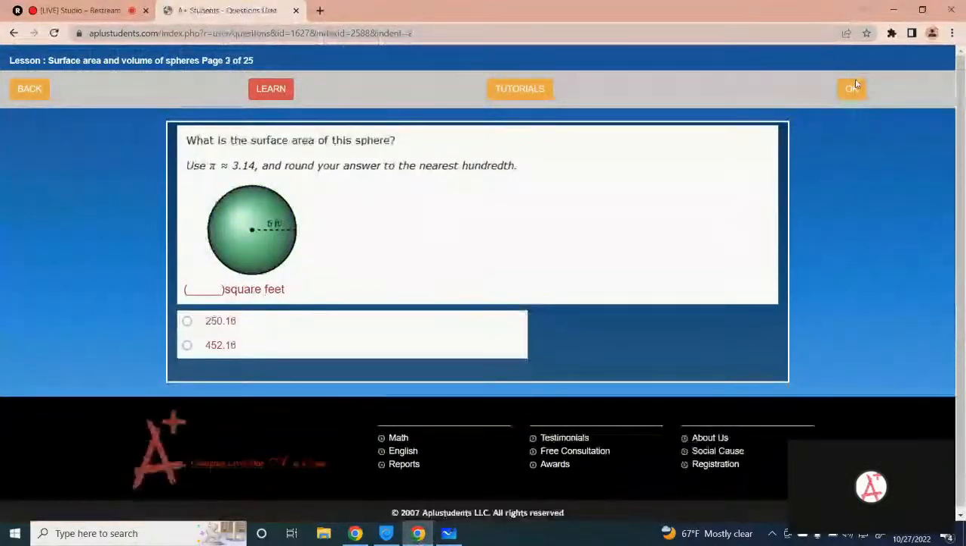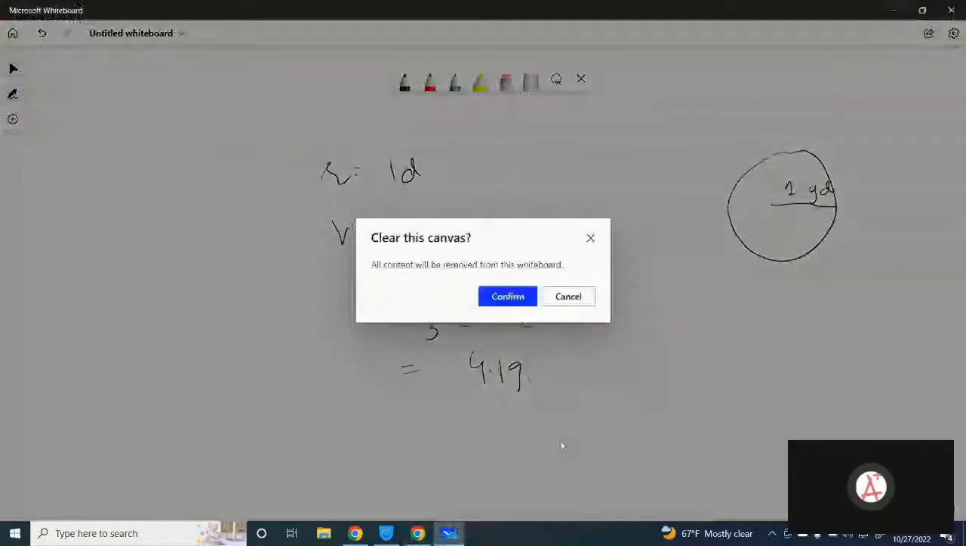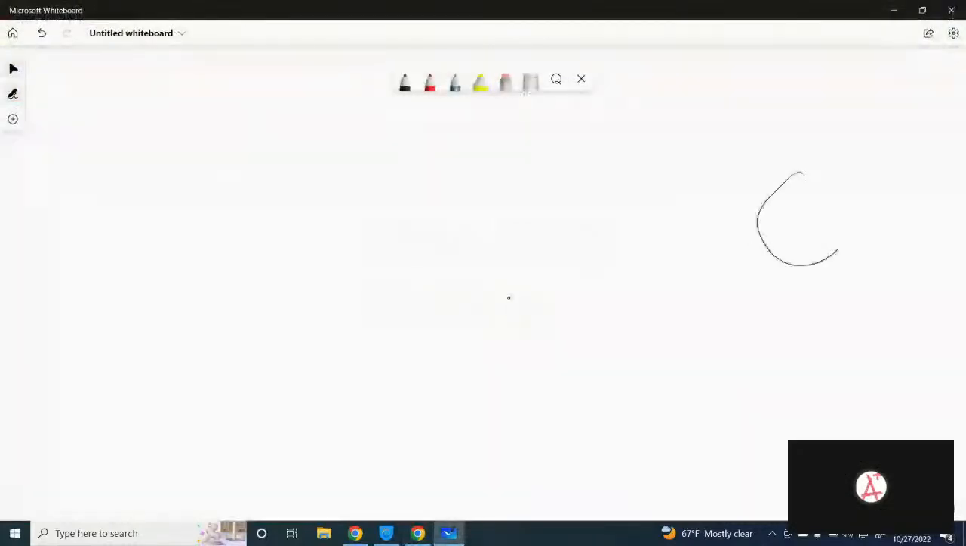Okay, the next one is what is the surface area of the sphere? You have to find now the surface area. Got it? Okay, the radius is 6 feet. So you can calculate the area by using the formula. The surface area formula is 4 pi r square. Got it? Just put the values in the formula and calculate the surface area.